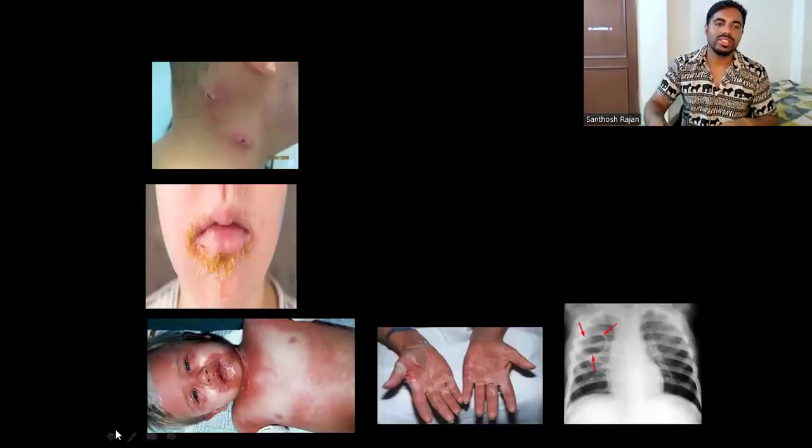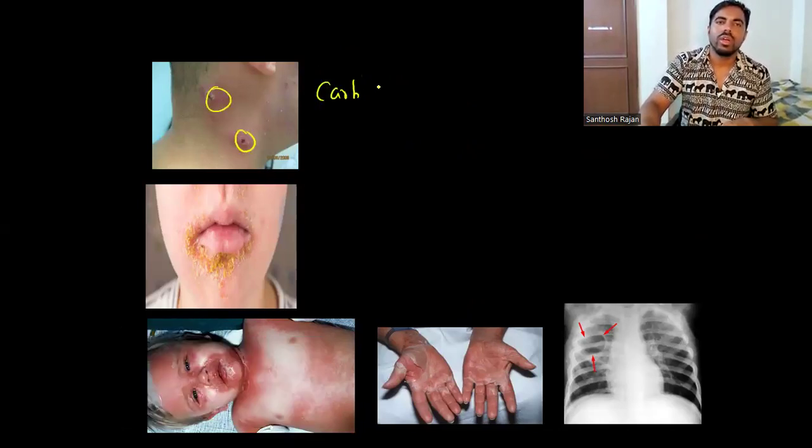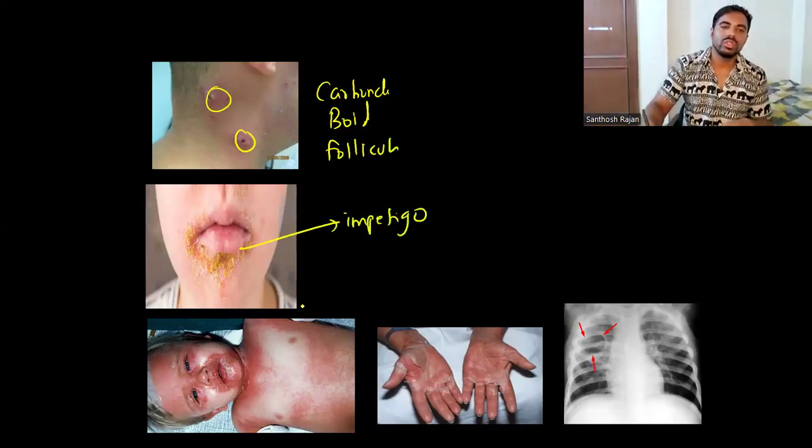Now, what are the diseases caused by Staphylococcus? Any of these pictures comes very simple. This is a carbuncle, furuncle, right? So carbuncle, boil, furuncle, folliculitis. You should look, this is impetigo contagiosa, and this is scalded skin syndrome. It's a very good prognosis, also called Ritter's disease, where the Nikolsky sign is positive.